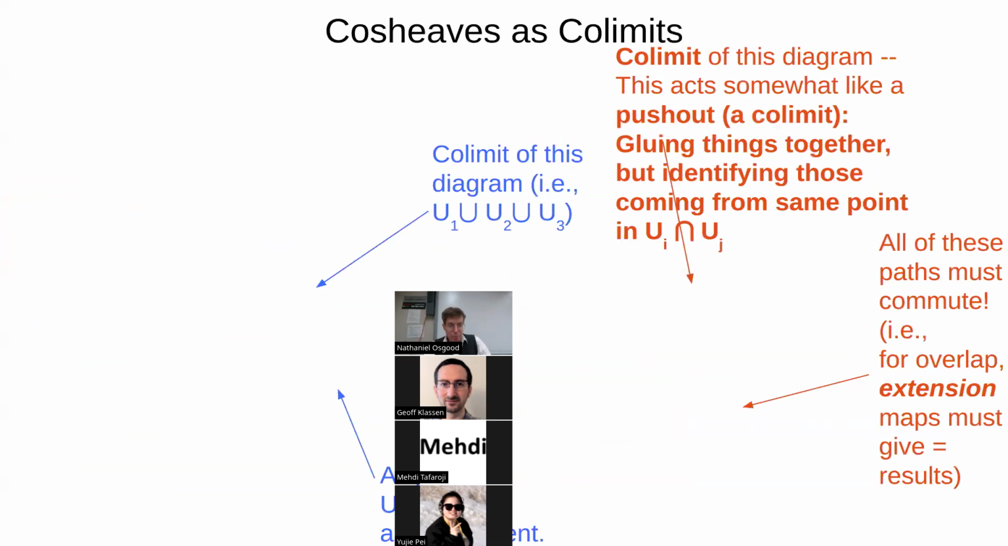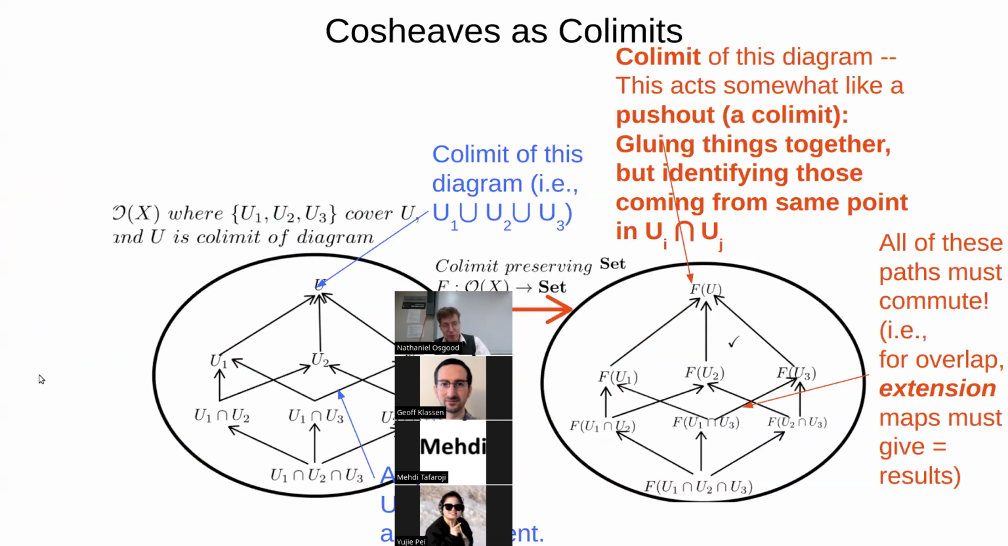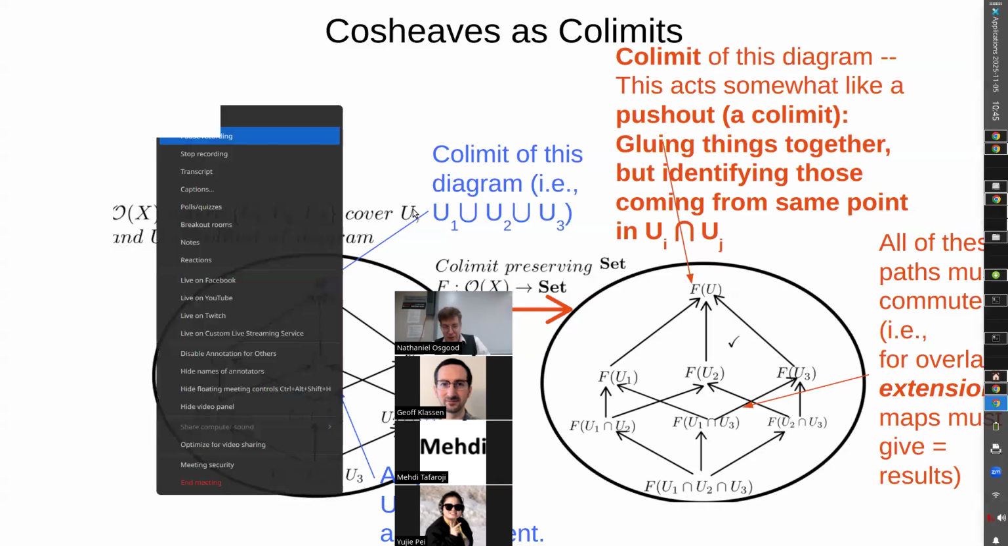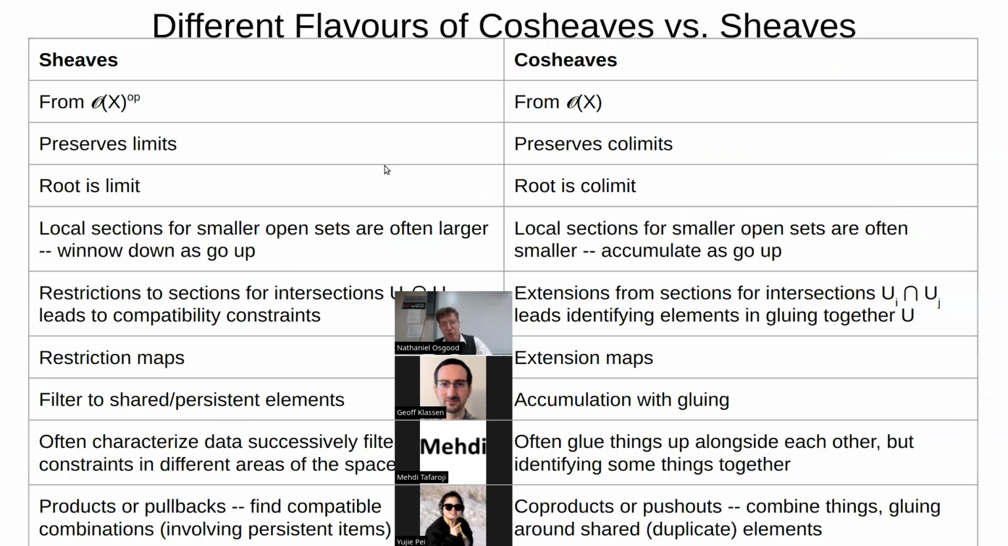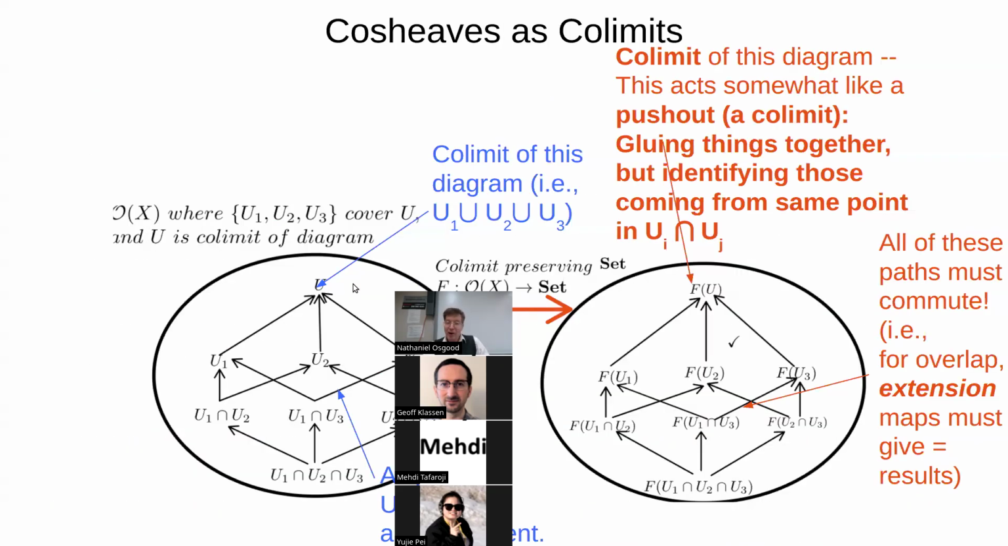So this is the picture with cosheaves. You might be excused for thinking, well, it's just dual, so things are just going to be flipped around. And that's true, but it's worth reflecting on what's going on. This picture is exactly the same. This is our familiar poset of opens, right?